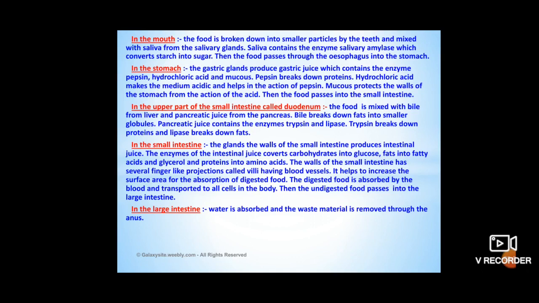So what is the role of the pepsin and hydrochloric acid and mucus? See children, we have to know this very clearly. Listen carefully. Pepsin breaks down the proteins. Whatever proteins are present in the food, their breakdown takes place with the help of pepsin. Then, for proper digestion, the food has to become an acidic medium.